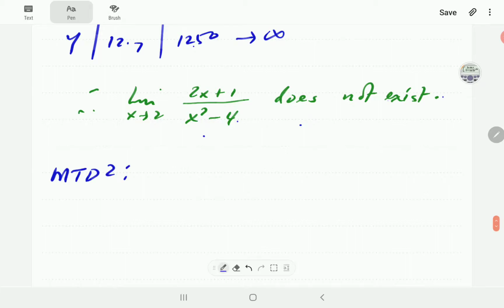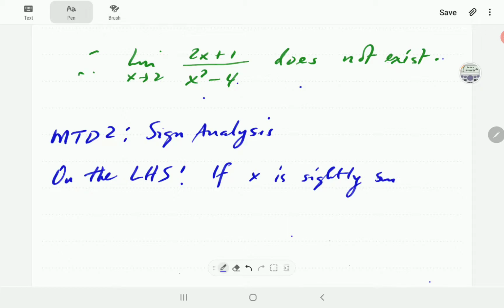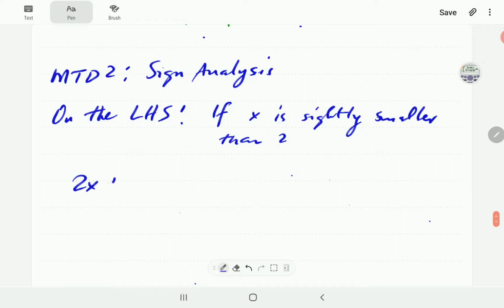All right, method 2 now. In method 2, we just do an analysis of the signs of the function. So we're going to start again on the left-hand side of x equals 2. If x is slightly smaller than 2, then we're going to analyze the sign of the numerator and the sign of the denominator.